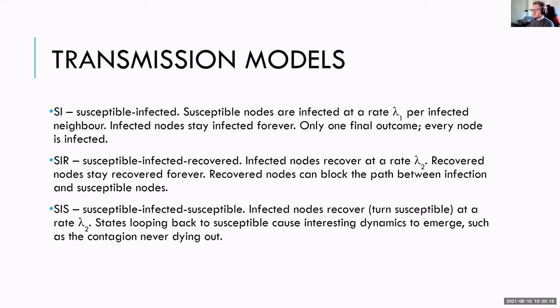And then lastly, we have the SIS model, susceptible, infected, susceptible. Infected nodes turn susceptible at a rate lambda 2. We still call this a recovery event, even though they're not in a recovered state, they just go back to susceptible. And the states looping back to susceptible cause some interesting dynamics to emerge, such as the contagion never dying out. It depends, of course, on the parameters lambda 1 and lambda 2.